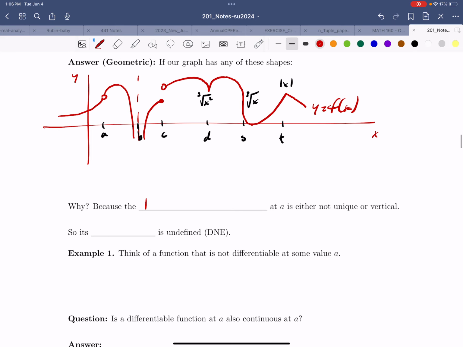And the reason why this fails is because the tangent line to f of x at a is either not unique or it's vertical. Here the tangent line looks like it's going here. Here the tangent line is going here. It's not unique. Here the tangent line is this one, here it's that one. Here the tangent line is vertical. Means it has a non-existent slope, so its slope is undefined.